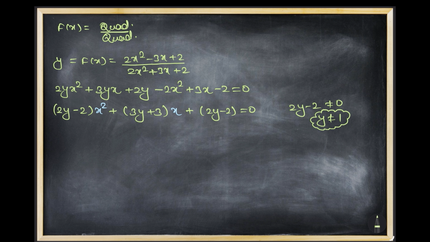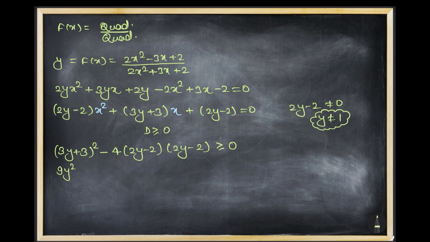I want this quadratic to have real roots. For real roots, what do I have to do? I have to put D greater than or equal to 0. These are the two cases where we get real roots. So b square minus 4ac: (3y plus 3) whole square minus 4 times (2y minus 2) times (2y minus 2) greater than or equal to 0. Okay, now open this bracket.